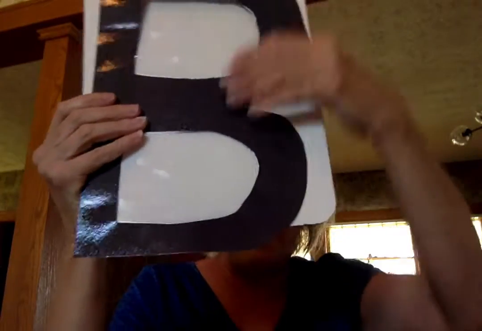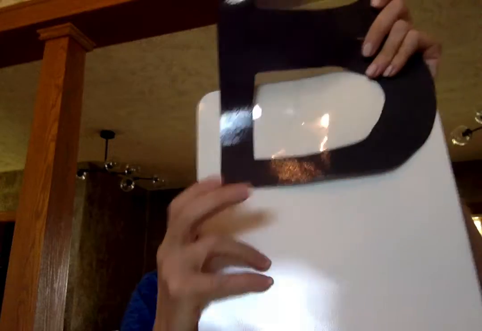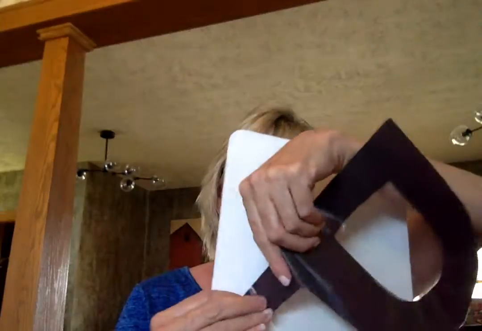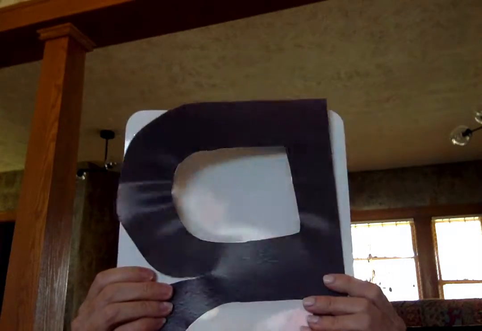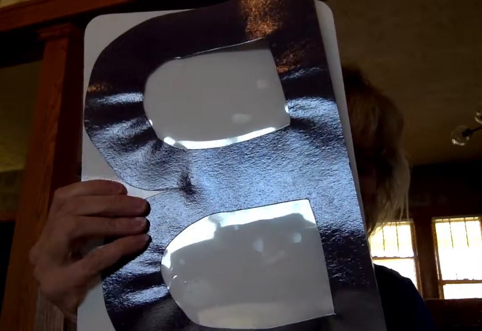Now I'm going to have B, capital B. So here's my B. I can simply slide it. I can rotate it like this. And I can flip it. Is it the same or backwards? It's now backwards.